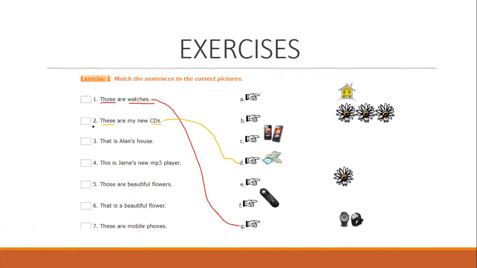Now, that refers to singular. House. That's Alan's house. That is Alan's house. So in this case, where's the house? You see it? Over here. Right? So the answer is that is Alan's house. Because it's long distance and it's singular.